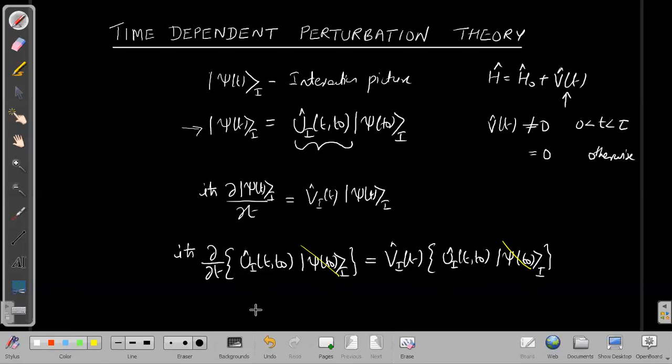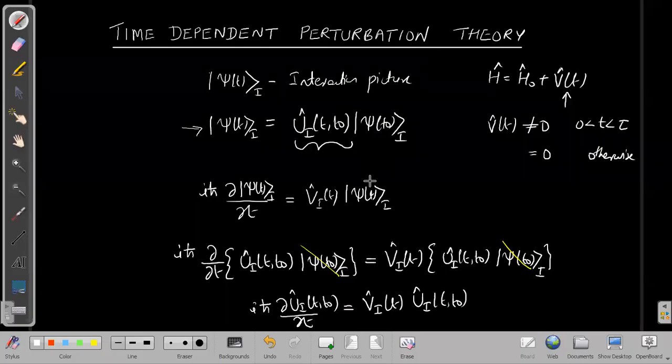Hence I can write i h-bar dou U_I(t, t0) by dou t equals V_I(t) U_I(t, t0). The action of i h-bar dou U_I by dou t on psi of t0 is the same as the action of V_I times U_I on psi of t0. That is why I can remove psi of t0 here, and we get a new equation.